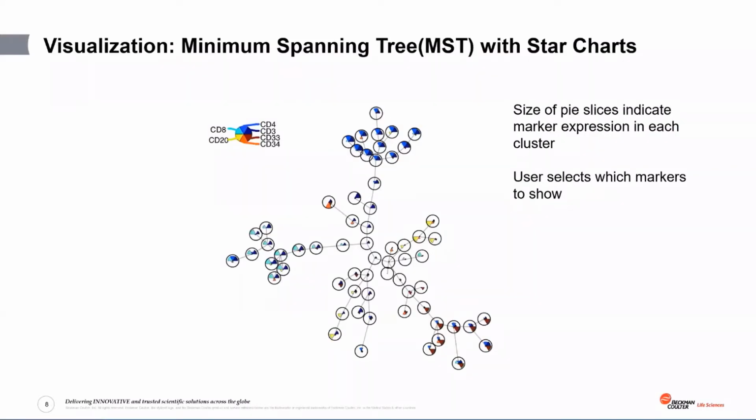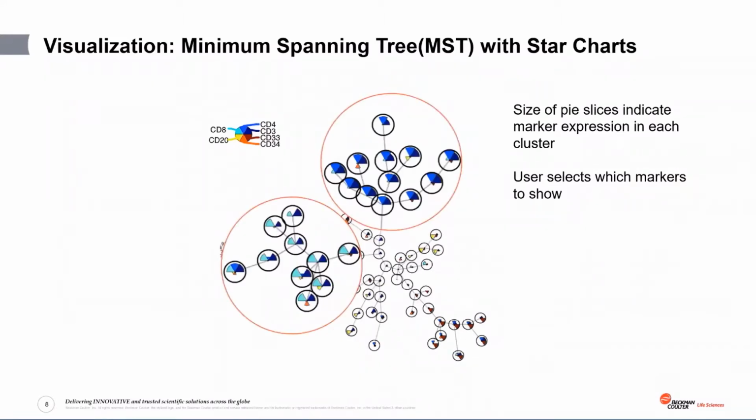Here's one of the intuitive visualizations generated by FlowSOM, the star chart. The star chart indicates for each cluster the mean marker expression of all markers you selected to plot. This allows you to simultaneously see the relative expression of all markers across clusters. For example, in the top group of clusters, there's maximum expression of the light and dark blue slices corresponding to CD4 and CD3, which is consistent with our expectation of CD4 T cells. The star charts can be used as a starting point for annotating the data.